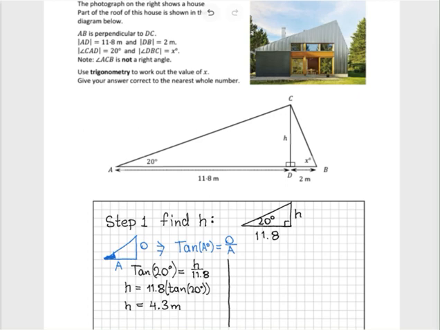Okay, so let's put this into your calculator and set your calculator to degrees, and we will get a height of 4.3 meters. Look at it on your diagram and ask yourself, does that look realistic? Well, yes, it does. It looks in proportion to the 11.8. It looks fine.